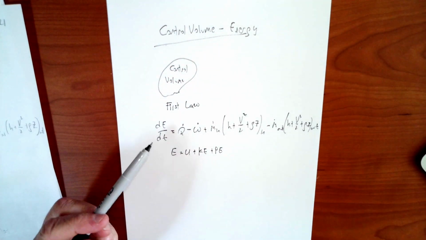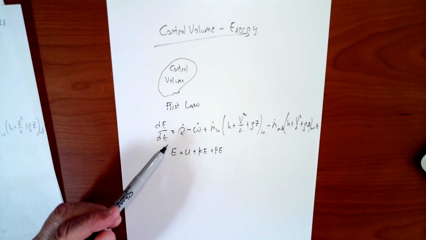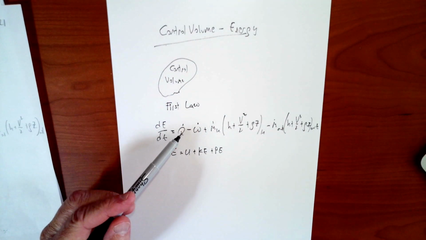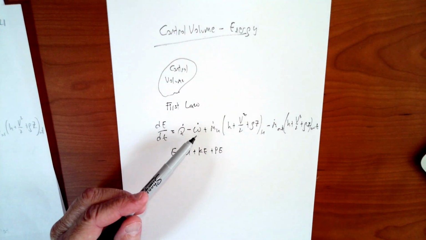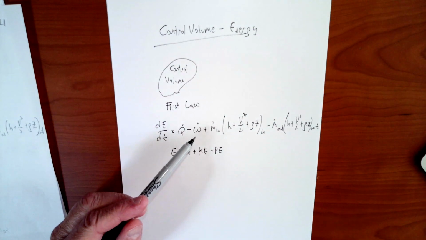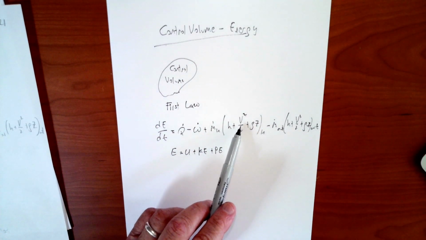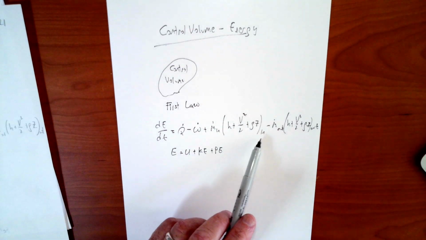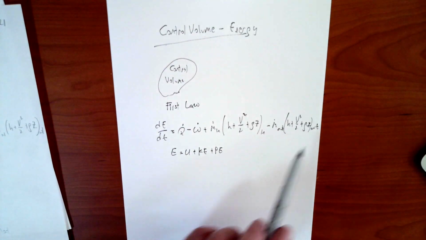So the first law of thermodynamics: dE/dt, the change in energy for the system, the control volume in this case, is Q dot, where Q is defined as positive going in, negative going out, minus work, where work is defined as positive going out, negative going in, plus m dot in times (enthalpy plus velocity squared over 2 plus gz) in, minus m dot out times (enthalpy plus v squared over 2 plus gz) out.